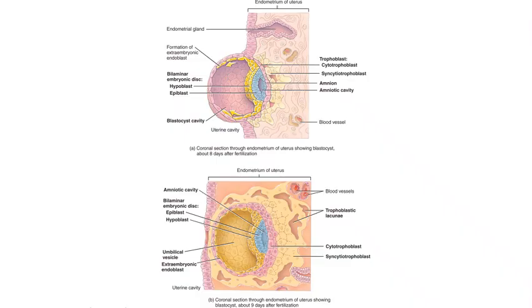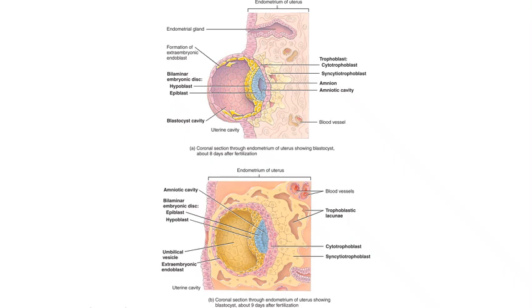So, like those of the trophoblast, cells of the embryoblast also differentiate into two layers around 8 days after fertilization, a hypoblast and an epiblast. The cells of the hypoblast and epiblast together form a flat disc referred to as the bilaminar embryonic disc. So soon a small cavity appears within the epiblast and eventually enlarges to form the amniotic cavity.